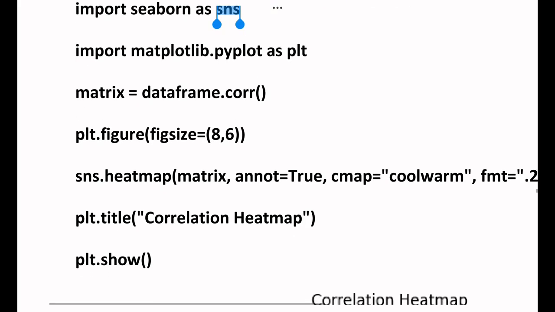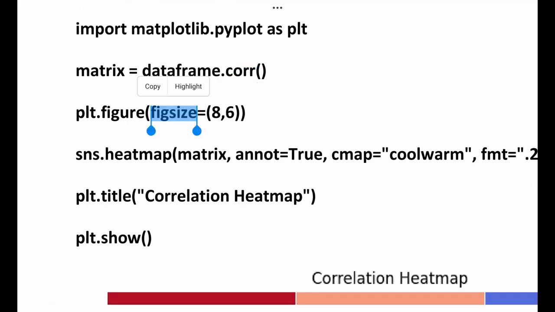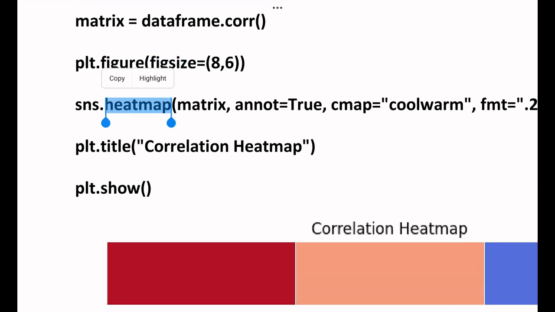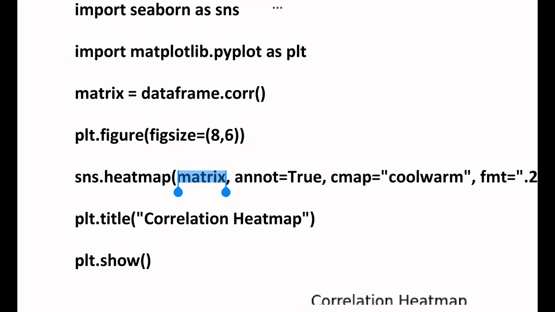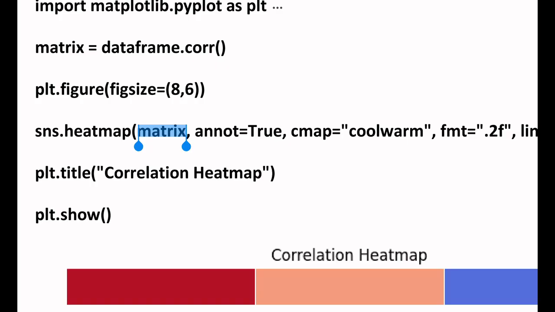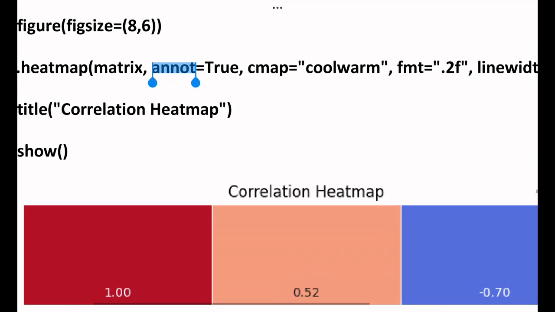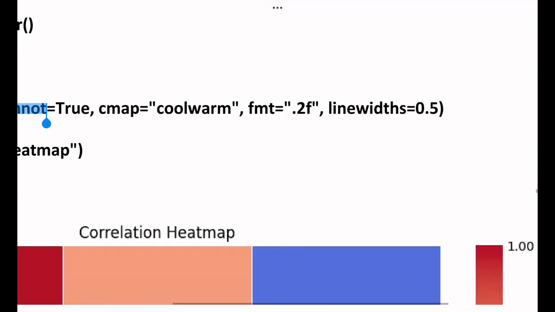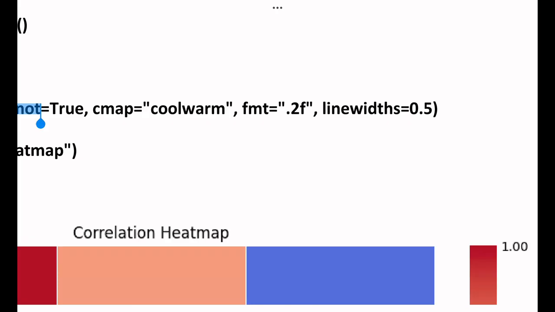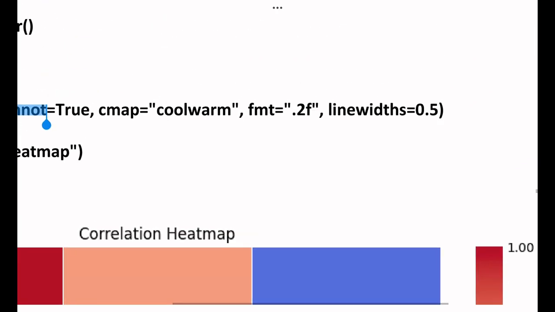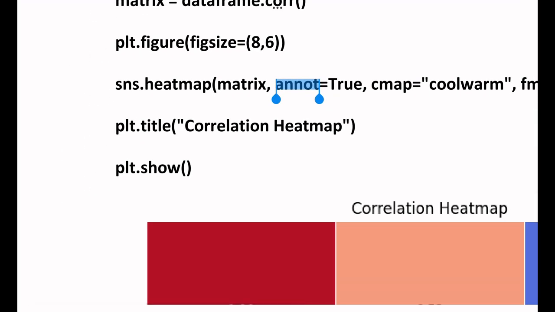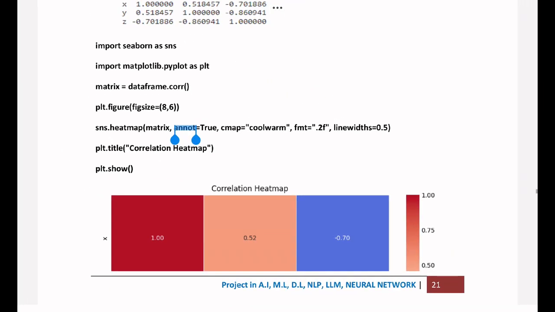I am calling matplotlib, and the correlation matrix we already explained. For figure size I am giving 8 rows and 6 columns, and I am calling sns dot heatmap. So I am writing matrix. My matrix is my data frame's correlation matrix, and ANNOT. What is the meaning of ANNOT? It means I want to give the value inside this box, True. Cmap coolwarm is a format type. Dot 2f means the size of the value, and line width is 0.5. I want to give a title to my heat map and show it. So this is your heat map.